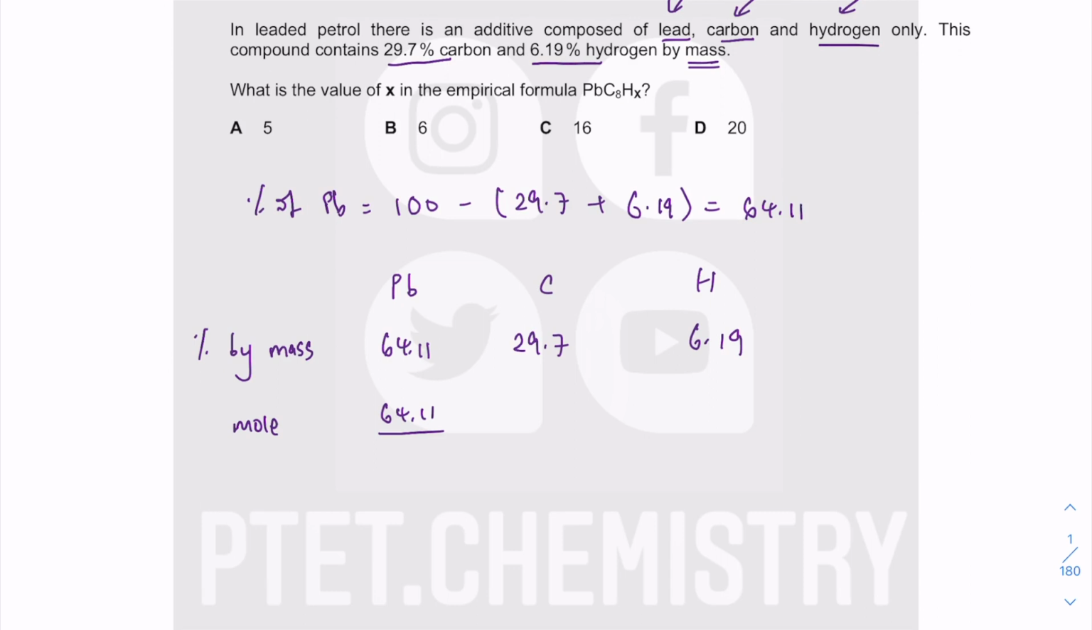So have a look at your periodic table. I'm just trying to find where my periodic table is. Okay, my periodic table shows lead as being 207.2, and then there's 29.7 divided by 12.0, and 6.19 over 1.0. So you can pop that into your calculator, and I get 0.03094. There are a lot of numbers that follow after that, but I don't need that many significant figures, and anything divided by 1 is just 1.